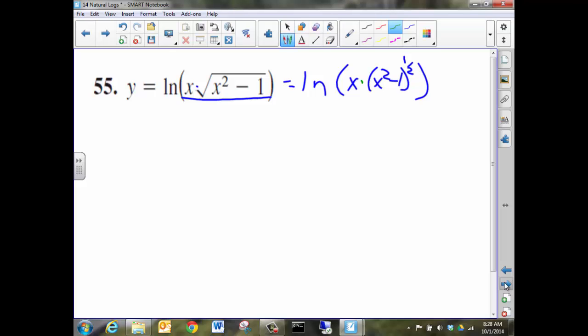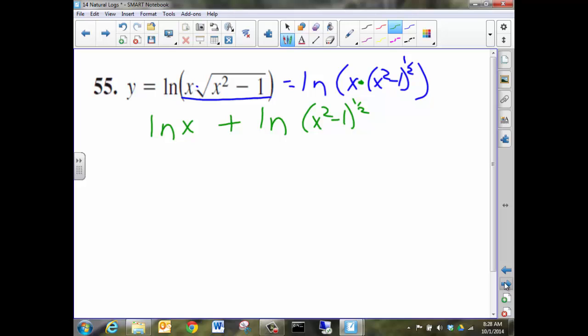Again, go back to our properties on the first page of this. If you haven't learned those properties yet, I'd take a screenshot of them and put them somewhere for you to refer to on a regular basis. If we've got the ln of a product in here, we can simplify that to ln of x plus the ln of x squared minus 1 to the 1/2. We're not going through how we got these properties. You got them in previous classes.